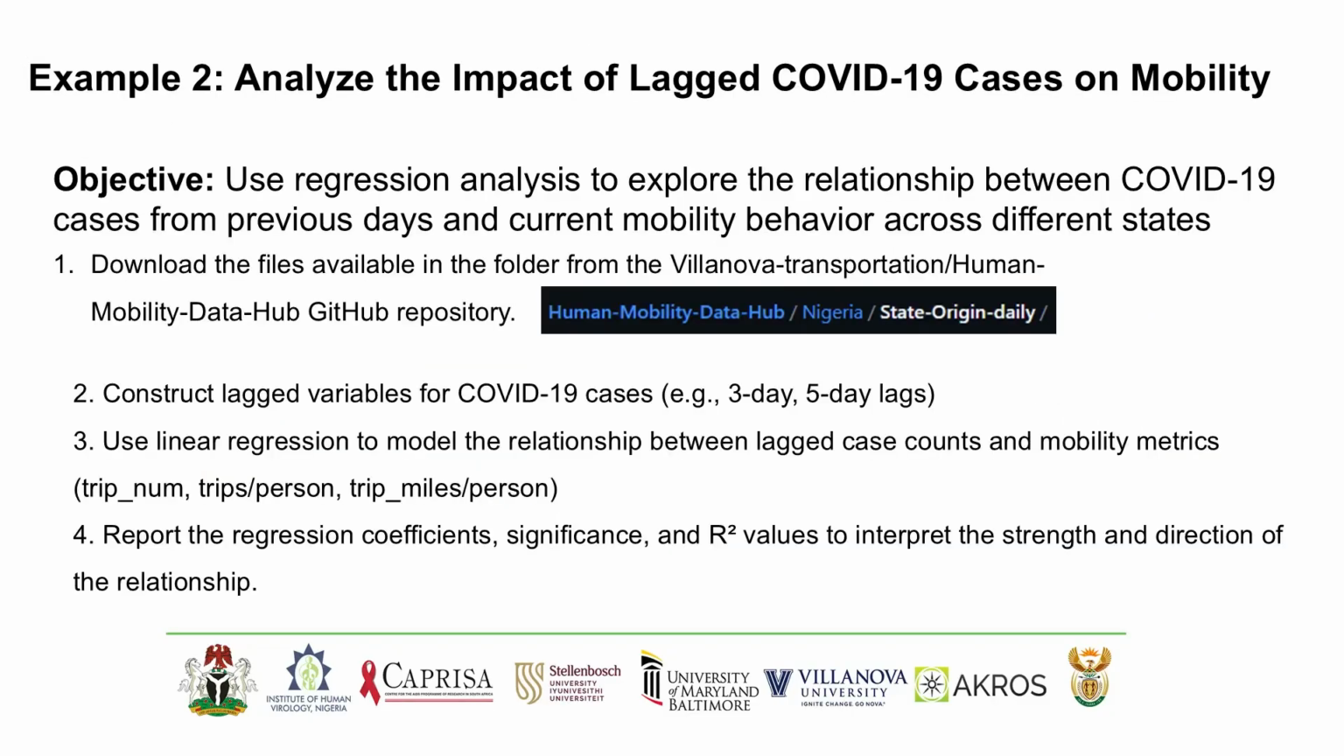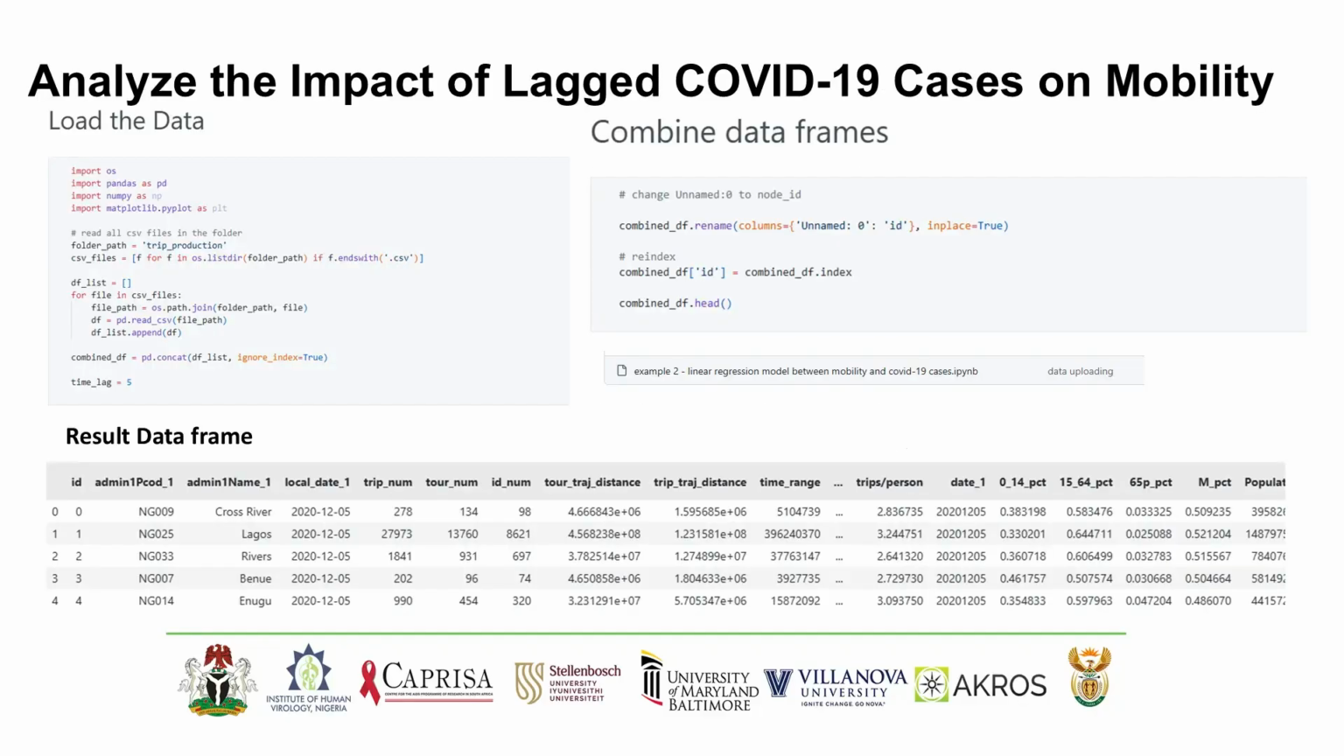In the second example, we'll explore whether past infection rates affect current mobility using linear regression. We use lagged variables, such as the number of new cases 3 or 5 days before, to see if people reduce travel after hearing about rising infections. We'll build linear regression models to quantify these effects using metrics like trip num, trips per person, and trip miles per person. Please also check the example Python code in the GitHub.